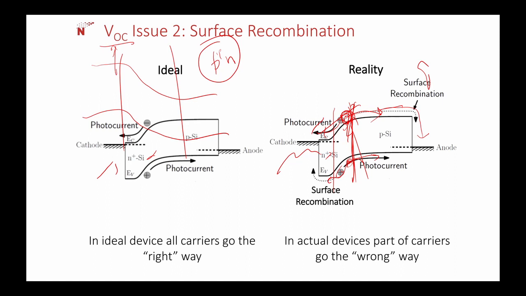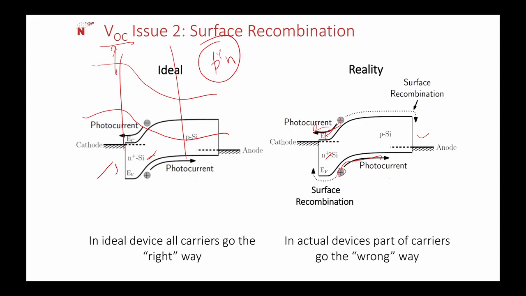Okay, we are losing our open circuit voltage at this point. We do not want these electrons and holes to go in any direction other than this. Electrons should go in this direction and holes should go in this direction, but in reality this happens. At that point we lose some of the efficiency of our silicon solar cells.